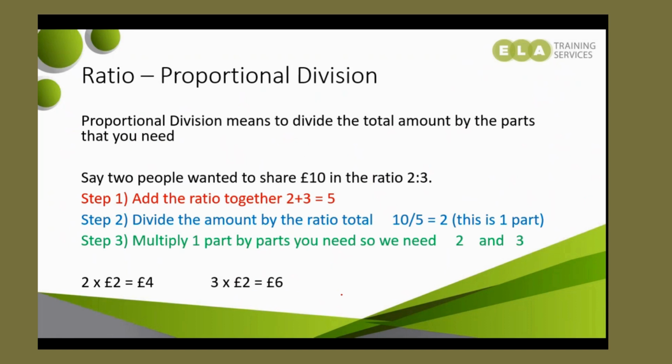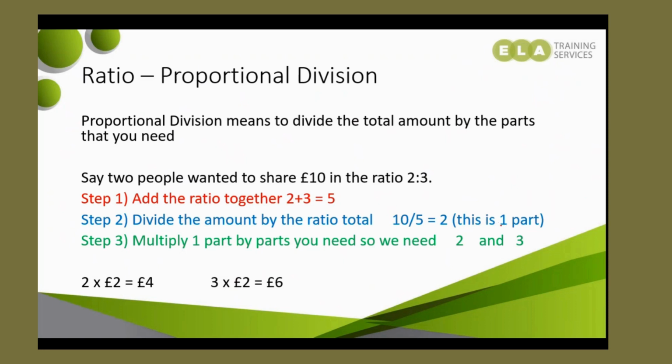Brilliant. Well, okay. Our second ratio question that we're going to have a look at is what we call proportional division. Proportional division means to divide the total amount by the parts that you need. So say 2 people wanted to share £10 in the ratio 2:3. Your first step is to add the ratio together. So 2 add 3 equals 5. We then divide the amount by the ratio total. So 10 divided by 5 equals 2. And that £2 is equal to 1 part of the ratio.